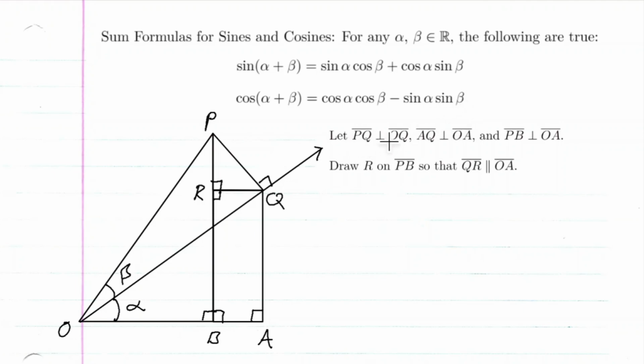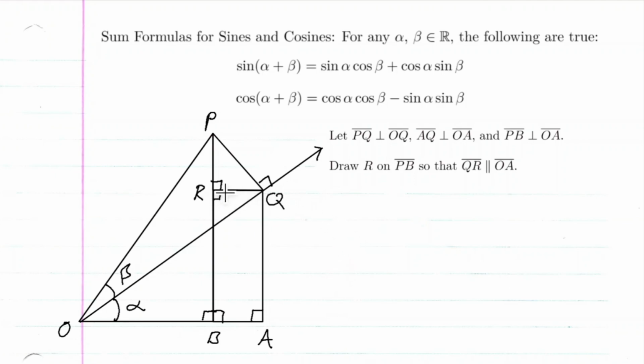We're going to let PQ be perpendicular to OQ. We're going to let AQ be perpendicular to OA. We're going to let PB be perpendicular to OA. And we drew R on PB so that QR here is parallel to OA. All right, so as you can probably see, we know that RQAB is a rectangle, and we're going to show that very easily.